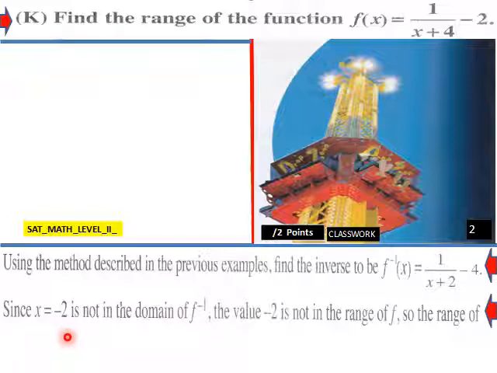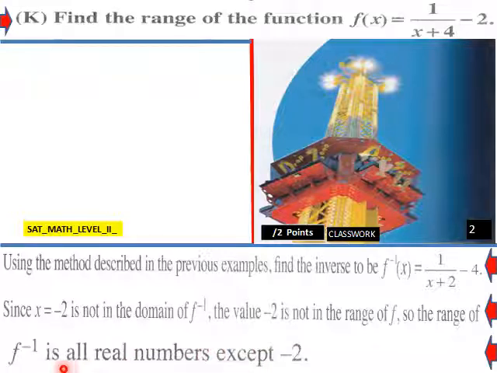Since x equals negative 2 is not in the domain of the inverse of f, the value negative 2 is not in the range of f. So the range of f is all real numbers except negative 2. Negative 2 won't work here. It'll make a hole in the function.